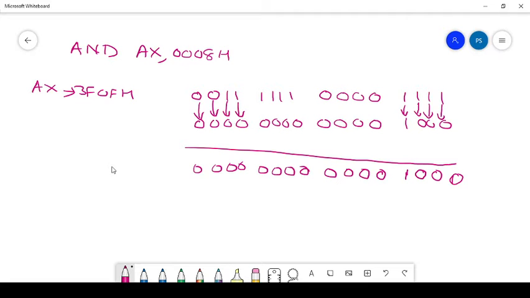So the result is 0010, that is 20010, again 205. So the answer is 2205H. This will be moved to the AX. The result will be moved to the destination, that is, the destination is AX. In a similar way, we'll go for the other operation, OR.